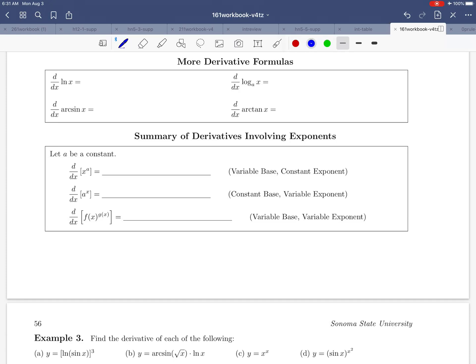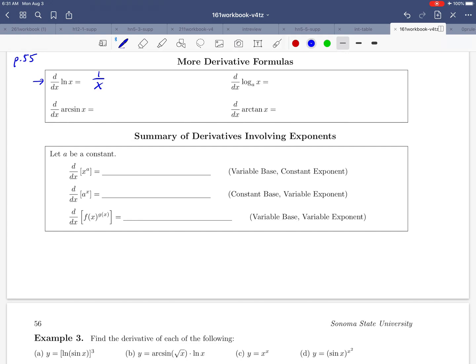Welcome back, everybody. We are looking at the bottom of page 55, and in this video we're just going to summarize a few new derivative formulas that we're going to add to our list of formulas that we already have. And we'll start with the one that we just derived in the previous video. So the derivative of natural log of x, we went through a derivation and came up with a formula of 1 over x for that.